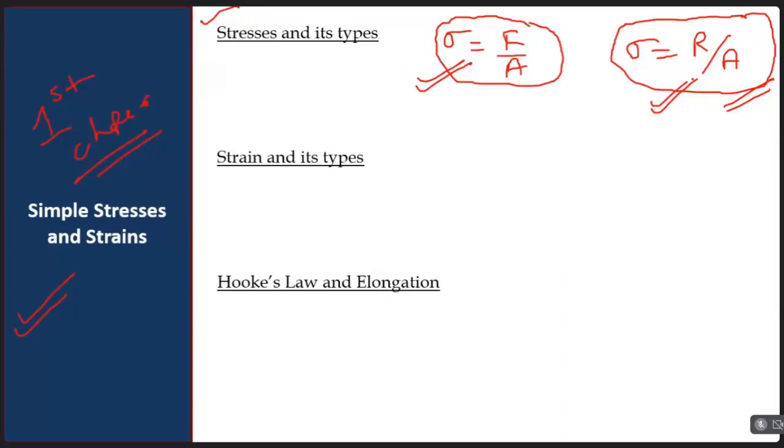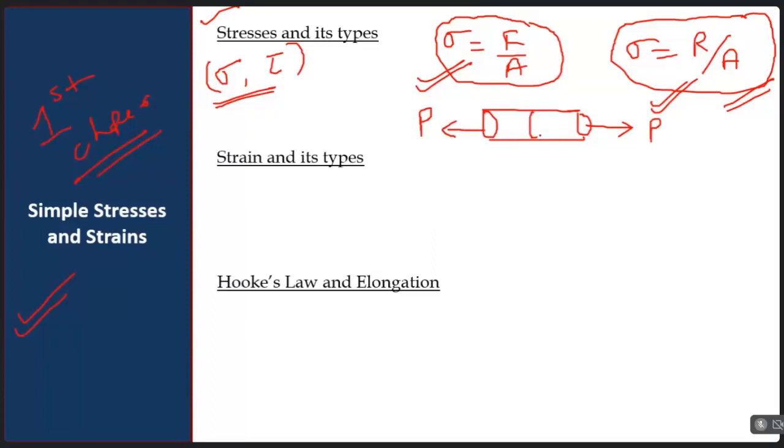Then its types: normal stress sigma as well as shear stress tau. So what is normal stress as well as shear stress? For example, if here we have a rod and a load is applied here, P is the force and A is the cross section area. Then what should be the value of normal stress on any particular plane? Suppose the plane is the transverse plane. Then sigma is equal to P by A, that is force per unit area.